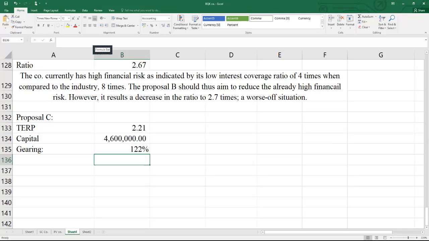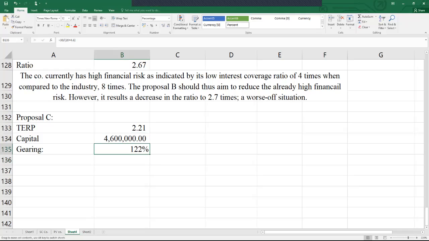So okay, why are you adding 4.6 million? The 4.6 million here is the capital that you just raised. These are shares you have issued in the market, isn't it? Yes. So what are they? They are part of equity, isn't it? Yes. Therefore, that's why I'm adding here.